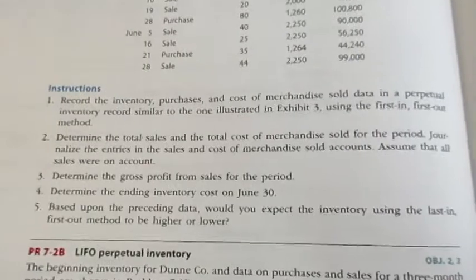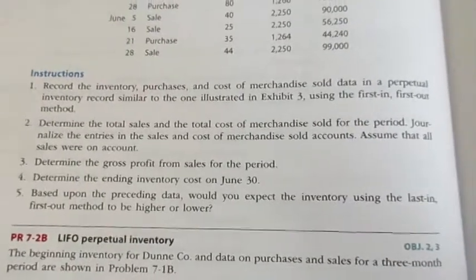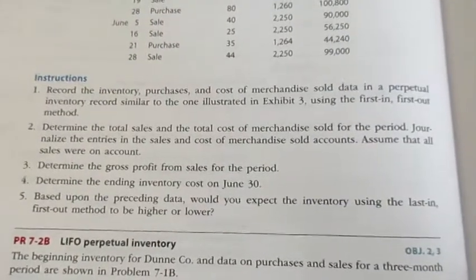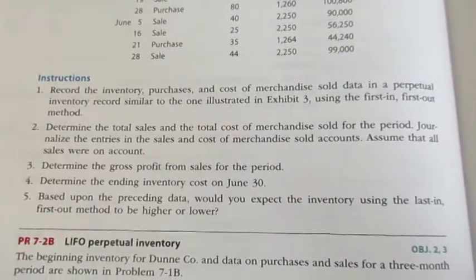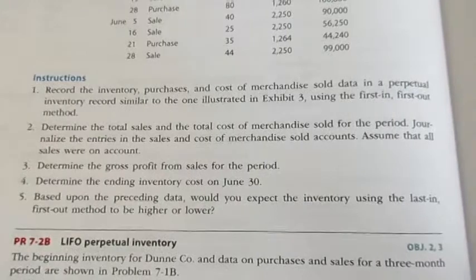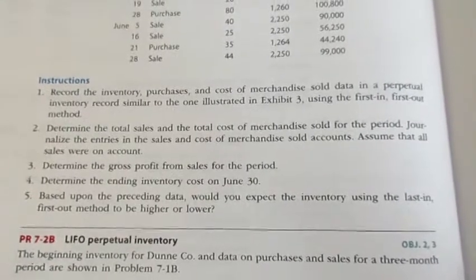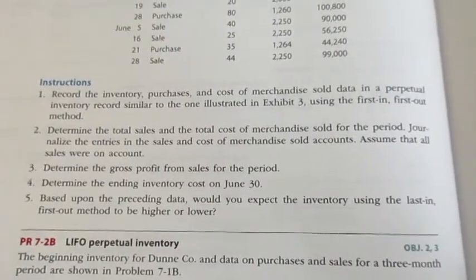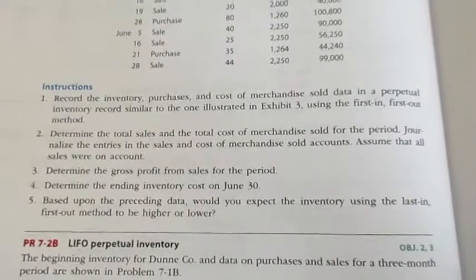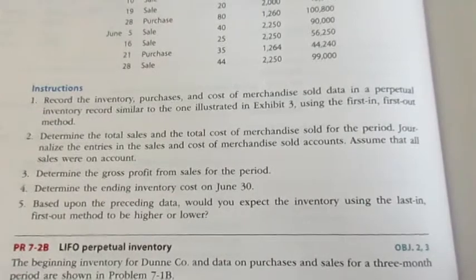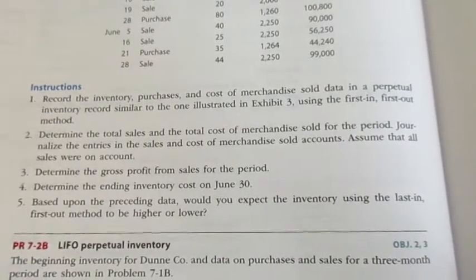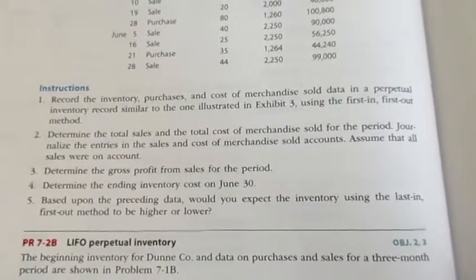Our instructions, number one, record the inventory purchases and cost of merchandise sold data in a perpetual inventory record similar to the one illustrated in Exhibit 3, using the first in, first out method. And then step two, determine the total sales and total cost of merchandise sold for the period. Journalize the entries in the sales and cost of merchandise sold accounts and assume that all sales were on account.